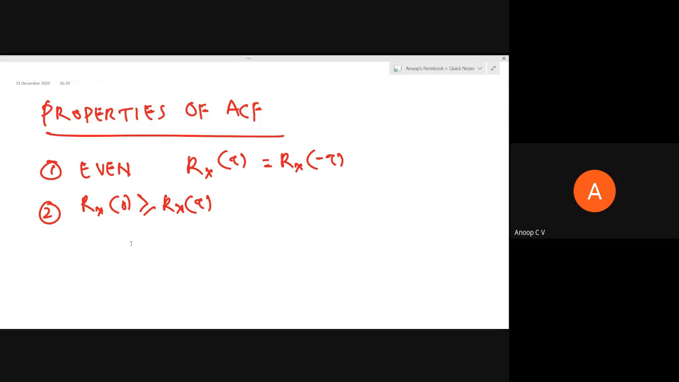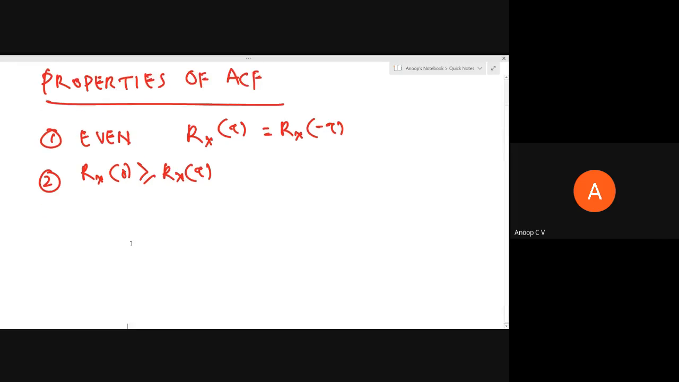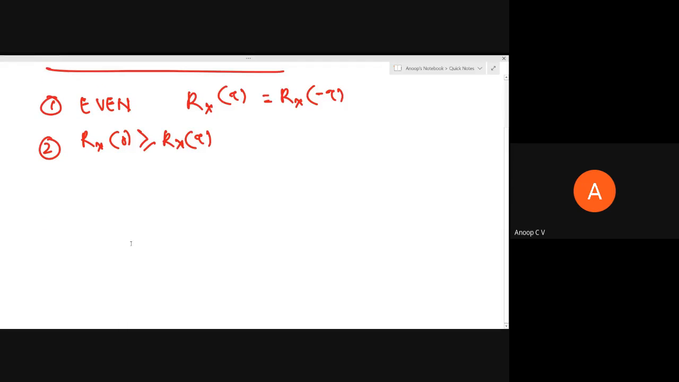This follows from the basic definitions, but from these properties they may give some results and ask which are true, only one is true, or one, two, three are true. So for such questions, these properties as such they may ask. So Rx of 0 is greater than or equal to the magnitude of Rx of tau.